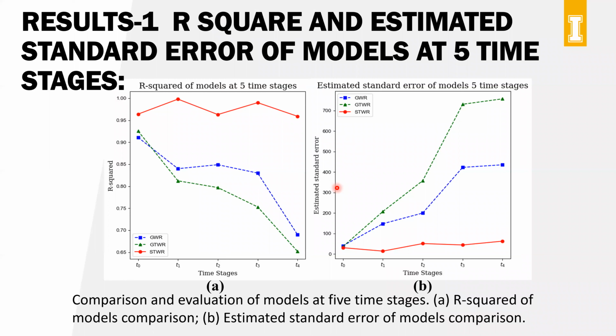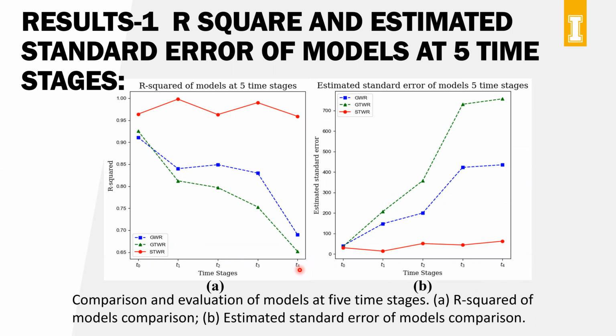Here is the comparison between our method and two previously published methods, GWR and GTWR. STWR is the one we developed. Here the x-axis is time, T0 to T4. T0 means we only use the samples from T0. For T4, we used all the data from T4 back to the very oldest time, T0.